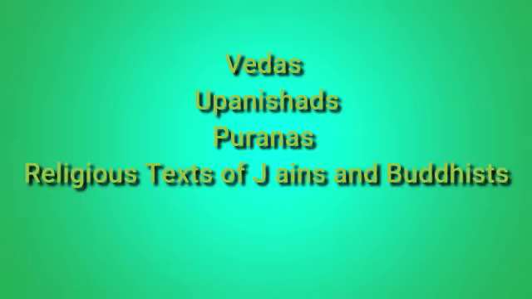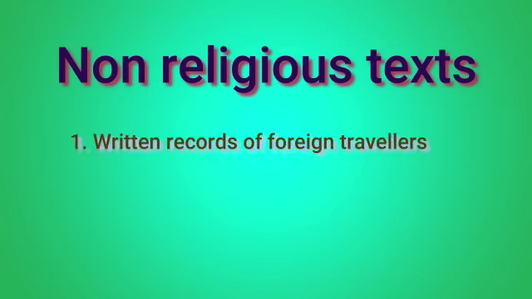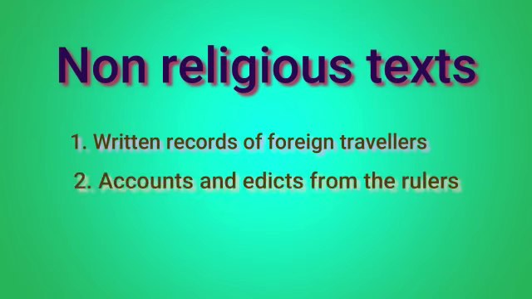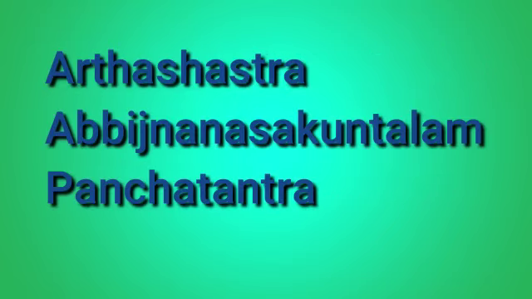They are religious texts and non-religious texts. Some of the examples of religious texts are the Vedas, the Upanishads, the Puranas, and the religious texts of Jains and Buddhists. The non-religious texts are further divided into the following. Number one, written records of foreign travelers. Number two, accounts and edicts from the rulers. Some of the examples of non-religious texts are Kautilya's Arthashastra, Kalidasa's Abhigyan Shakuntalam, and the Panchatantra by Vishnu Sharma.